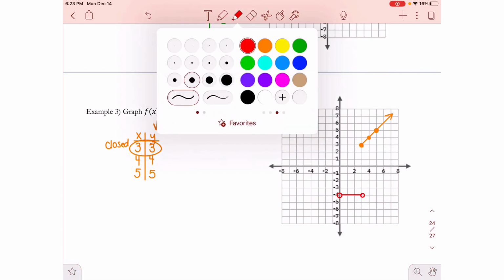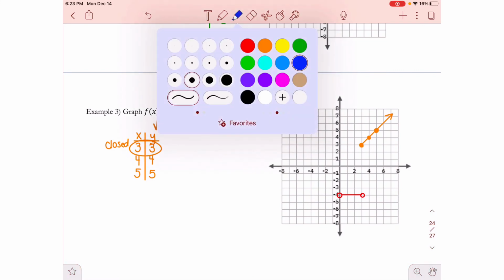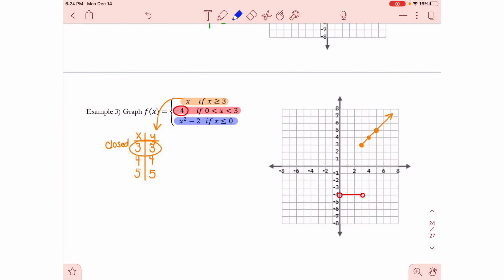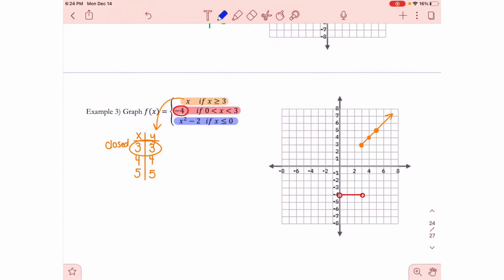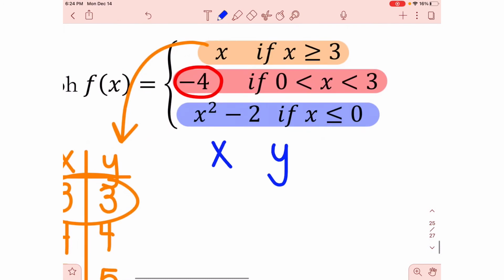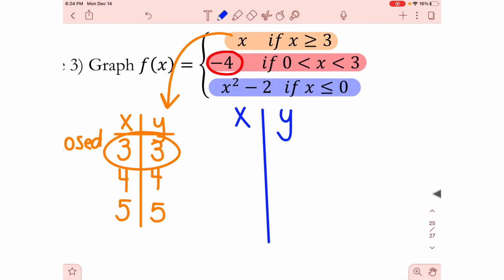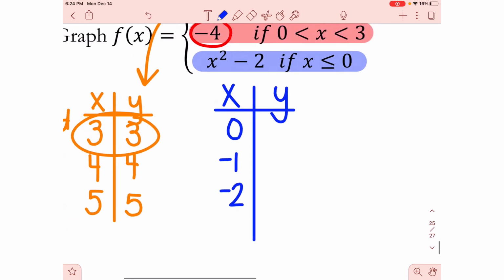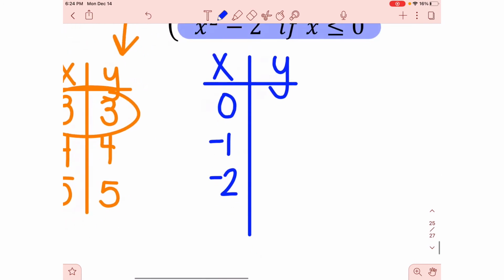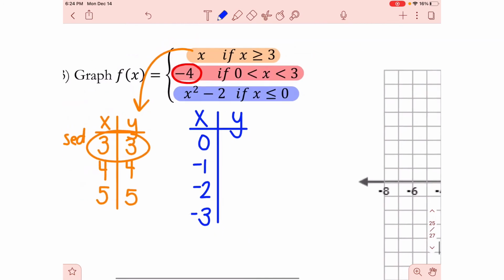Last part, this one I definitely want to make a chart because it's x squared minus 2, and that's if x is less than or equal to 0. So make your chart. You've got to start with that inequality number. So we're starting with 0. And then picking numbers less than that. So -1, -2, and if you wanted to do -3, you could.